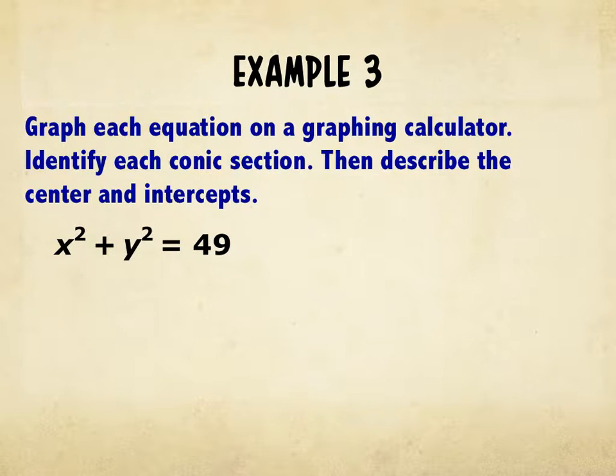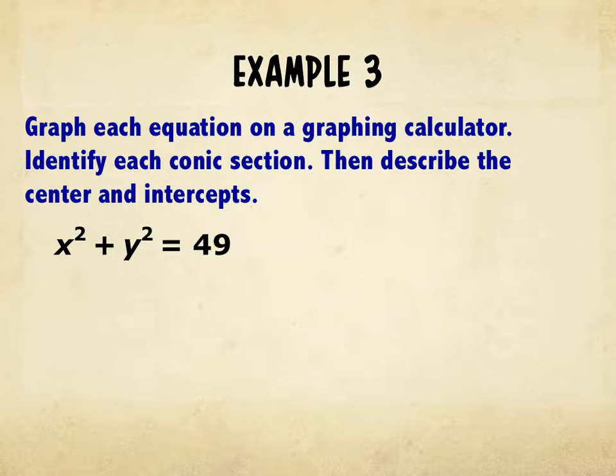So this is where we left off, right? Example 3. It says graph the equation on a graphing calculator, identify each conic section, and then describe the center and the intercepts. So work to solve this equation for y. This one's not too complicated. And then either use your handheld graphing calculator or the app to graph it. And then once you get the graph, identify the center and the intercepts. So I'll let you work on that a little bit. Remember, your first goal is to get the y on the side by itself.